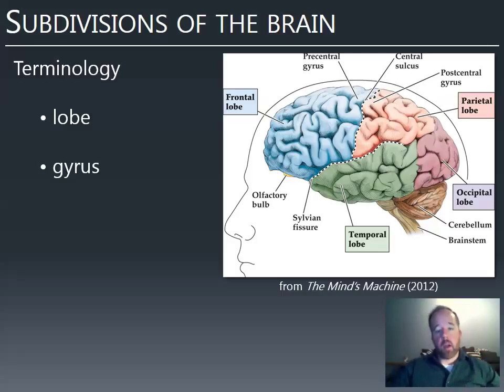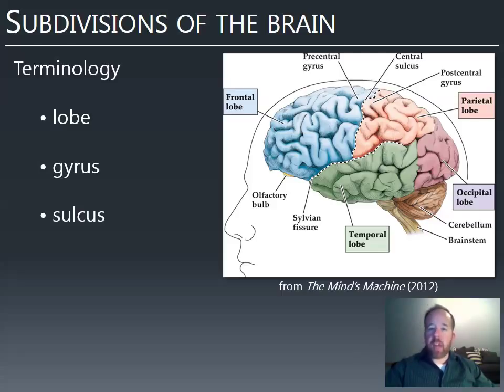So the gyri are the peaks, so to speak. And then the sulci, singular sulcus, are the valleys. So if you hear that term, the central sulcus, the longitudinal, well, that one's usually called fissure, but fissure and sulcus really, for our purposes, mean the same thing. They're both indentations in the surface of the brain. So we have these terms, and these are the outer surface of the brain.